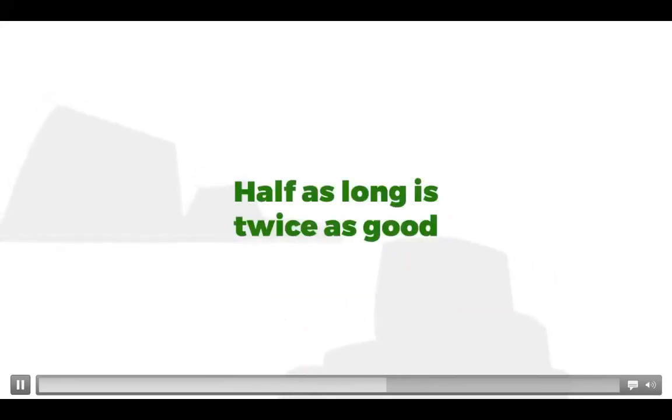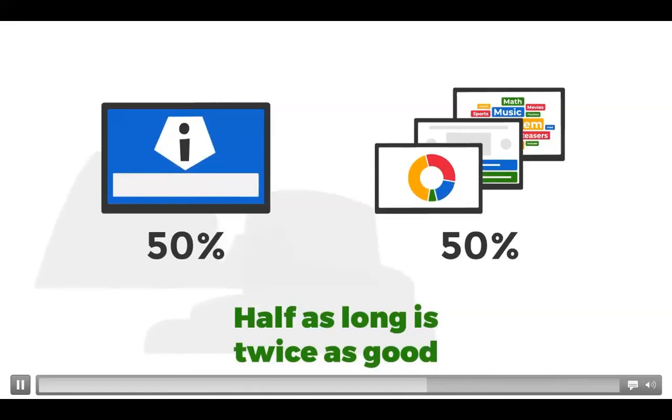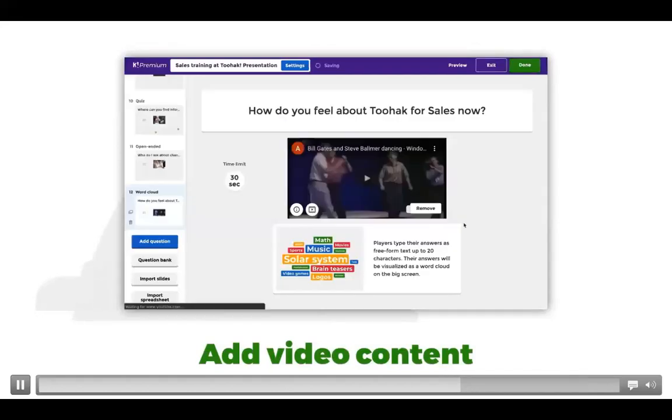Half as long is twice as good. Prioritize your content by identifying 3 to 5 key things you want your audience to take away. And make sure no more than 50% of your presentation is made up of slides. The other 50% being audience participation or review quiz questions to reinforce these points. Take advantage of YouTube videos to bring your content to life, but add relevant clips. You don't have to include the entire video.